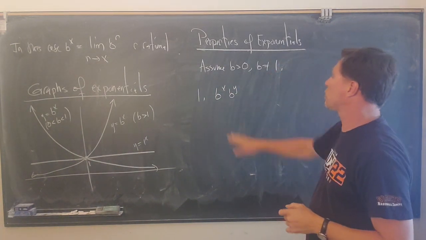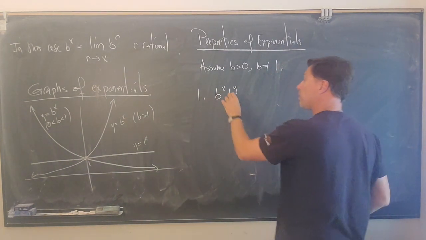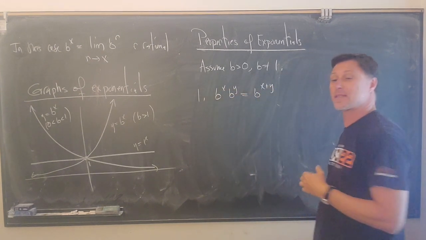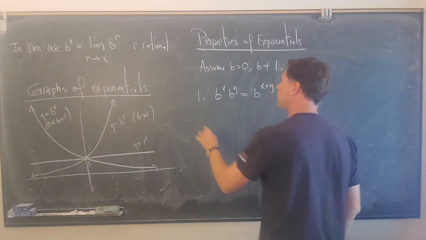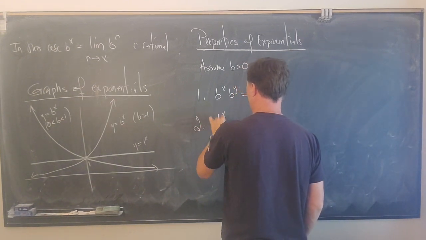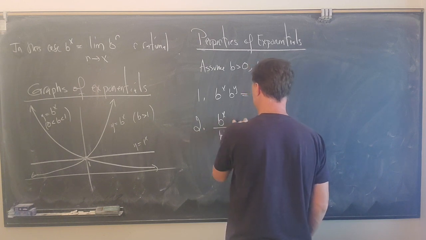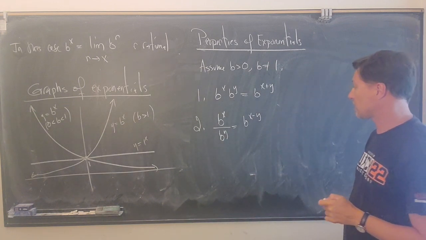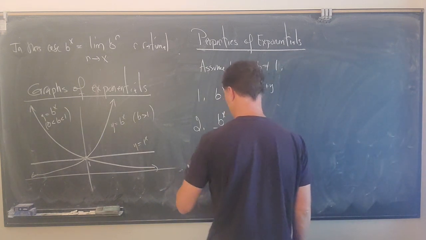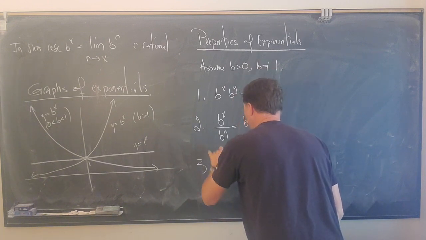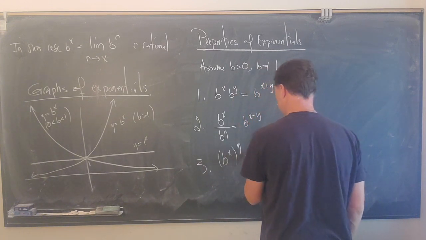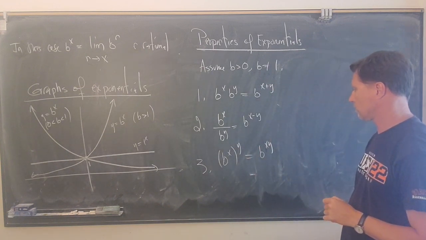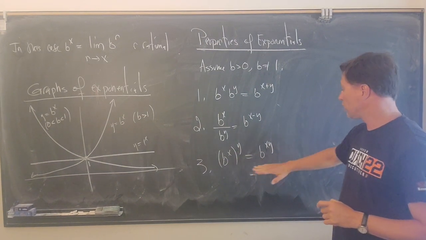when you multiply exponentials b to the x times b to the y, where the bases match, you add the exponents. So b to the x times b to the y is equal to b to the x plus y. When you divide, I think everyone knows this, you subtract the exponents. So b to the x divided by b to the y is equal to b to the x minus y. Third property, b to the x raised to the y, that's equal to b to the x times y. Right? So when you exponentiate an exponential, you multiply the exponents.